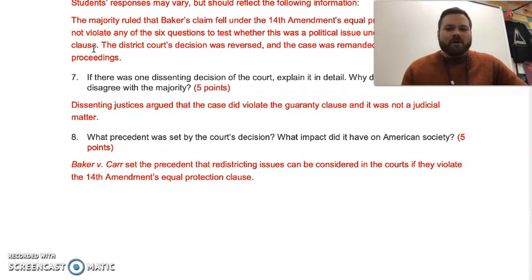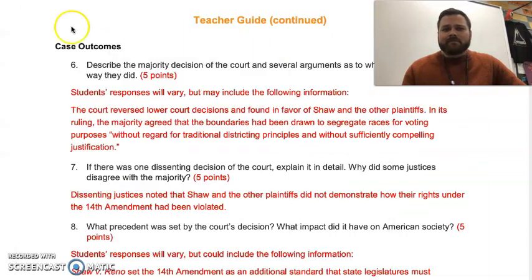So that's the important part in Baker versus Carr, that they're trying to make it so that the courts now can review how these districts are created, and ensure at a bare minimum that you've got about the same number of people in them.